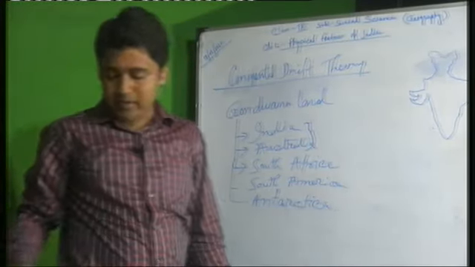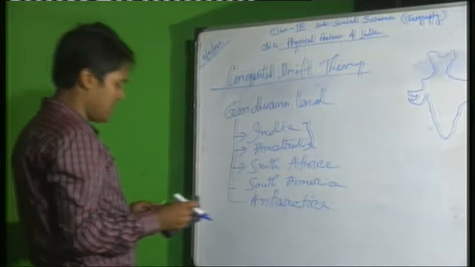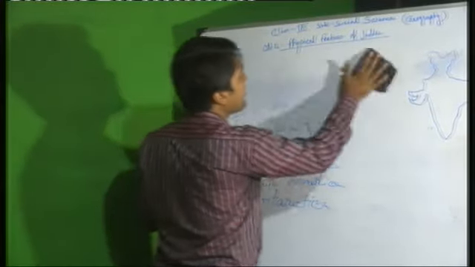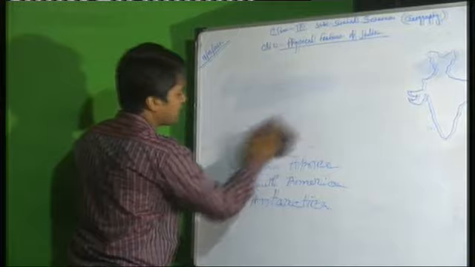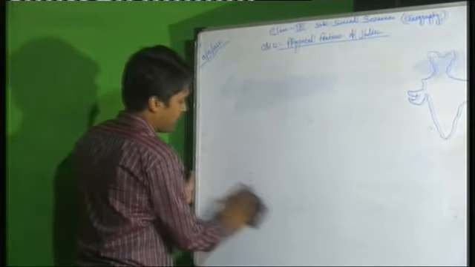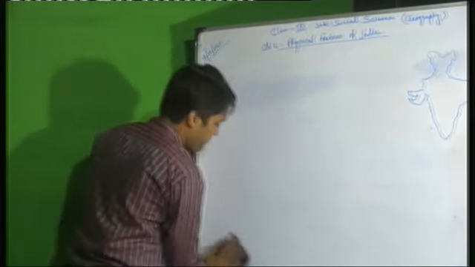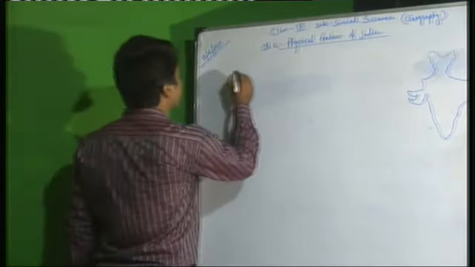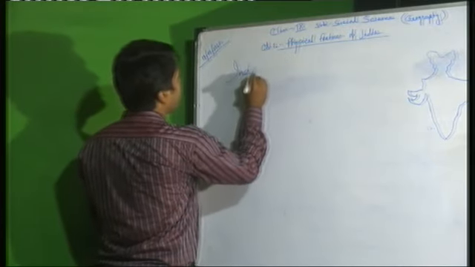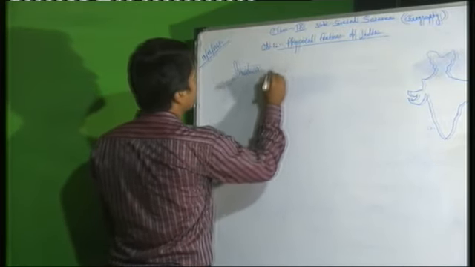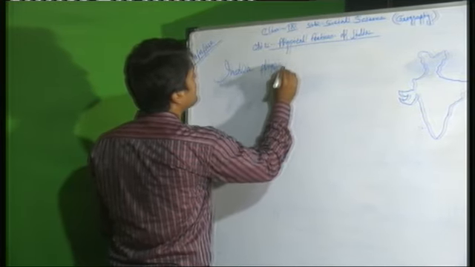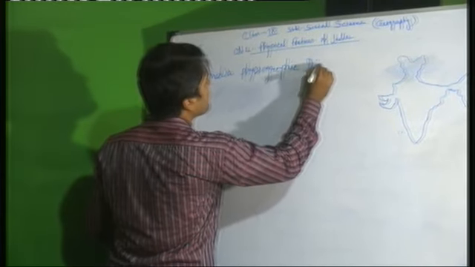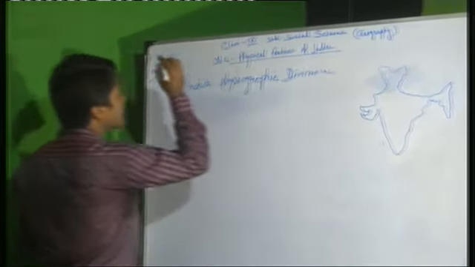Now we will start Indian physical features. According to the variation of physical landform, Indian physical features are of 6 types. This is very important. You must remember these 6 names of physical features in India. India's physiographic division. Very important. India's physiographic division.